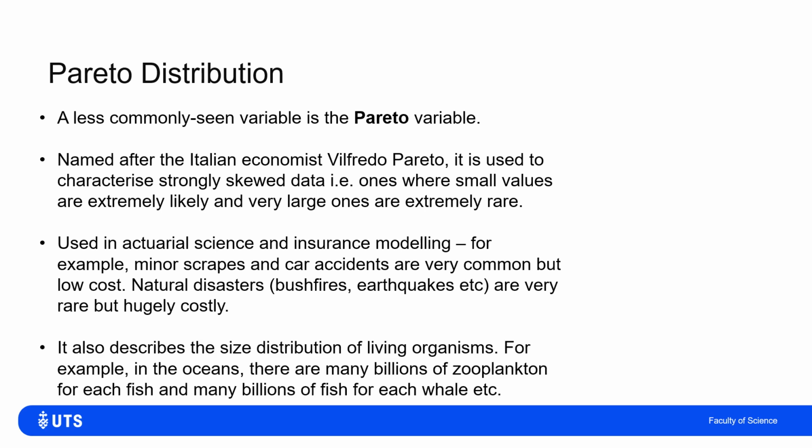It also exists in nature, where we've got these size distributions of creatures. If you go into the oceans, for example, there's loads and loads of zooplankton for each small fish, loads and loads of small fish for each medium fish, and basically one whale for each however many billions of zooplankton. But in fact, the larger animals are much less common in number, but their size is much greater.